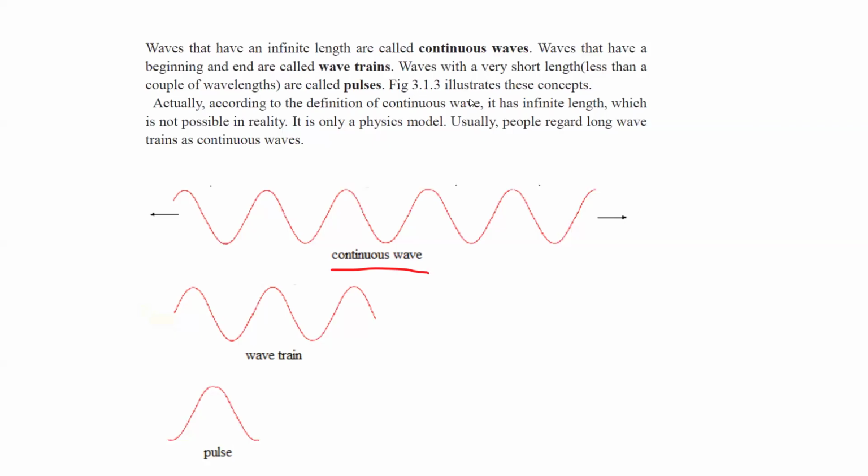We can have a continuous wave, we can have a wave train, or we can have a pulse. When we say a pulse, it means a short signal. When we say a train, it's more than one wave, but a finite number of waves. And when we say a continuous wave, it means there is no end or start. The wave just travels from one place to another. Is the difference between a continuous wave, wave train, and a pulse clear?